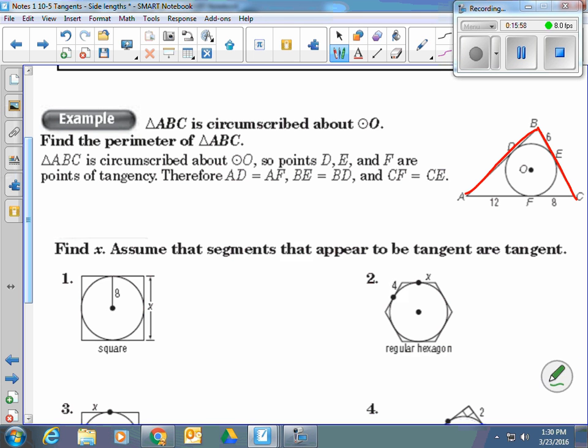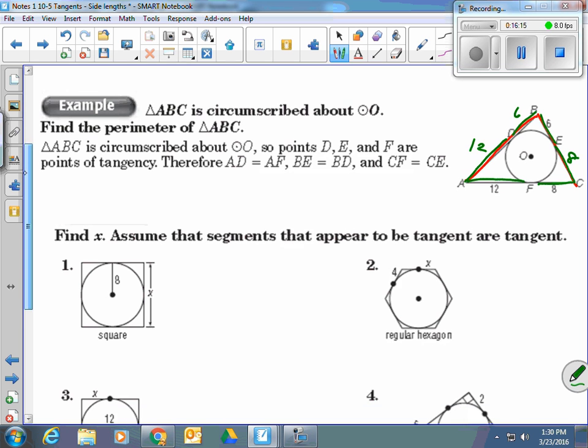So if this piece right here is 6, how big is this piece right here? 6. If this piece is 12, how big is this piece? 12. If this piece is 8, how big is this piece? 8. Are we okay? This is easy.